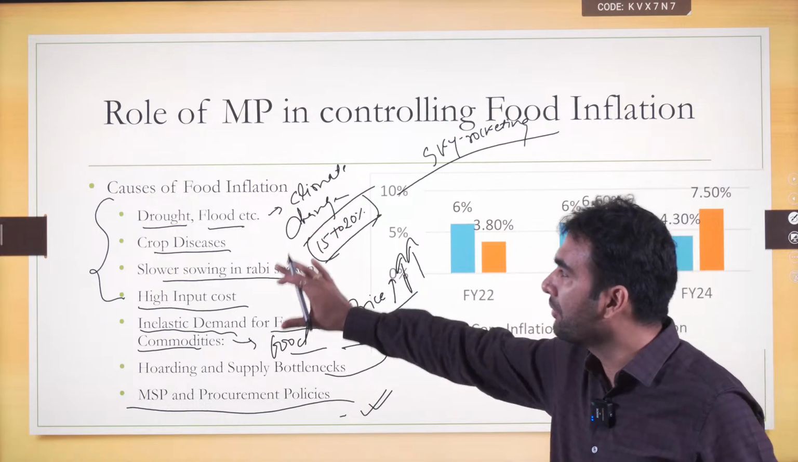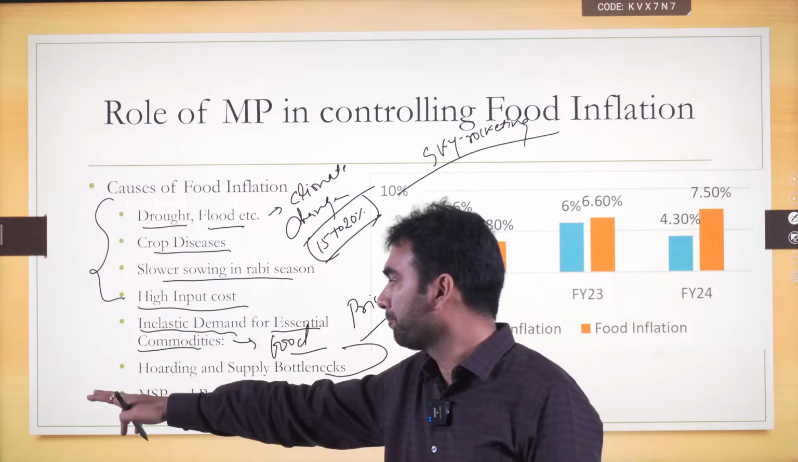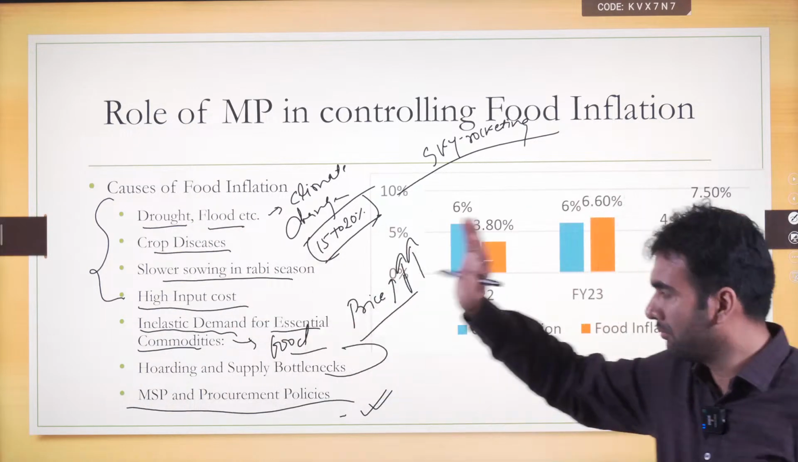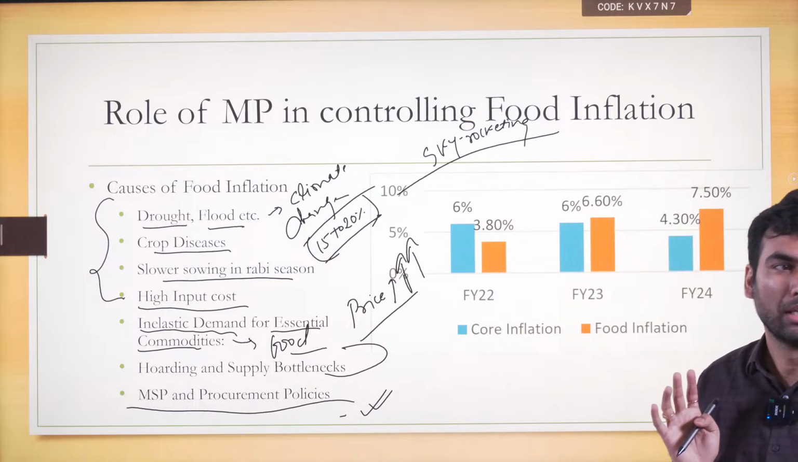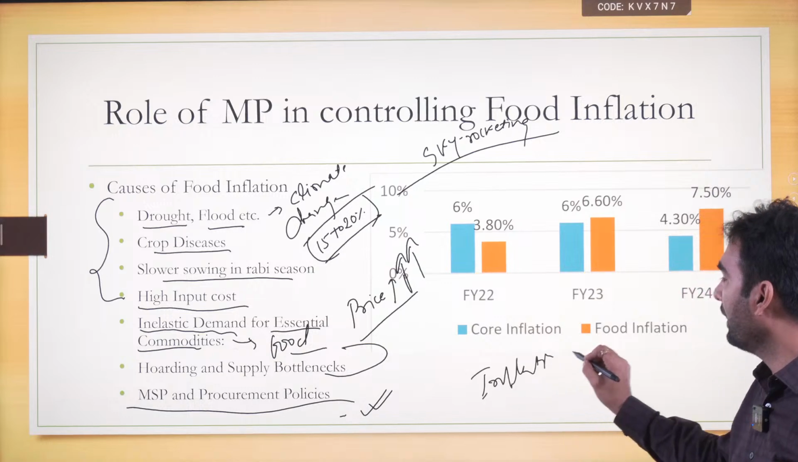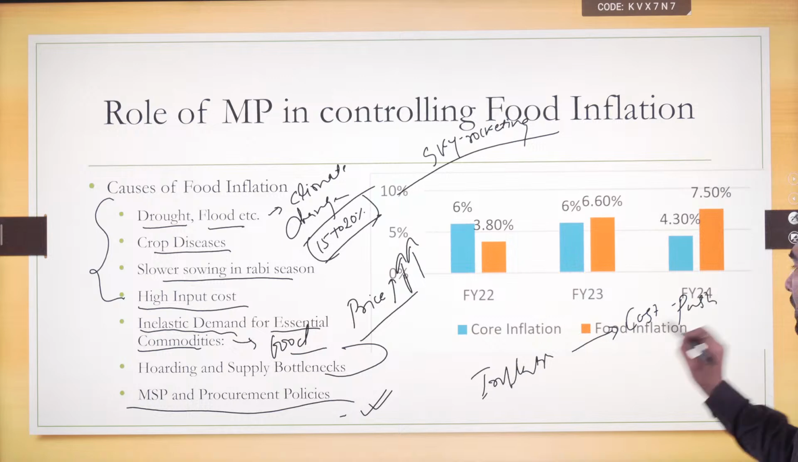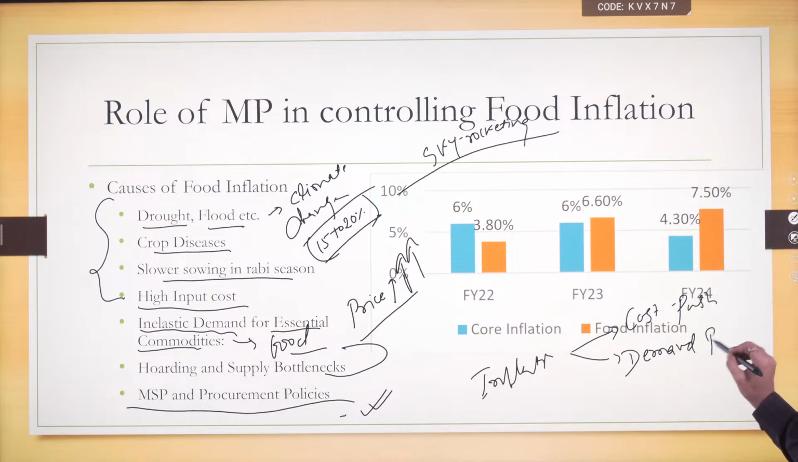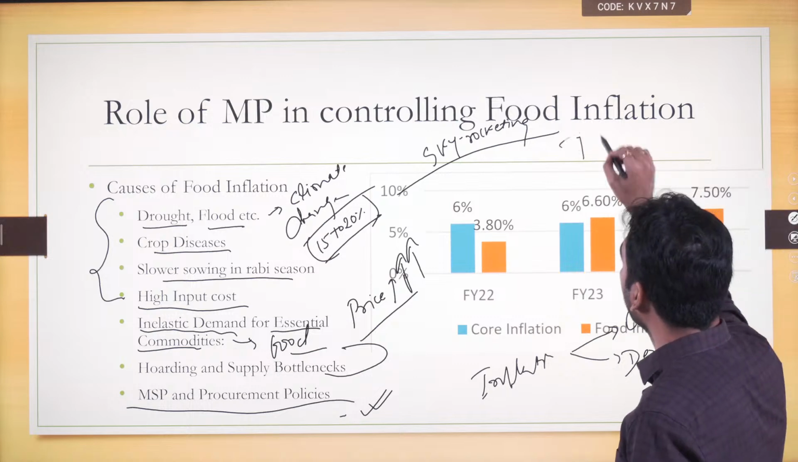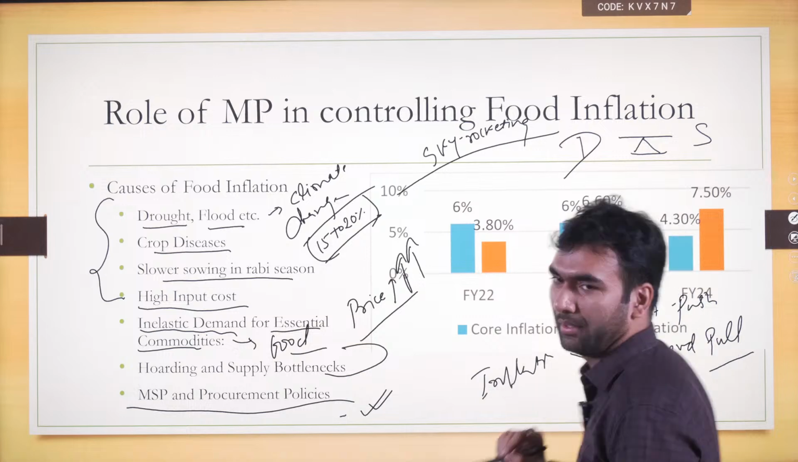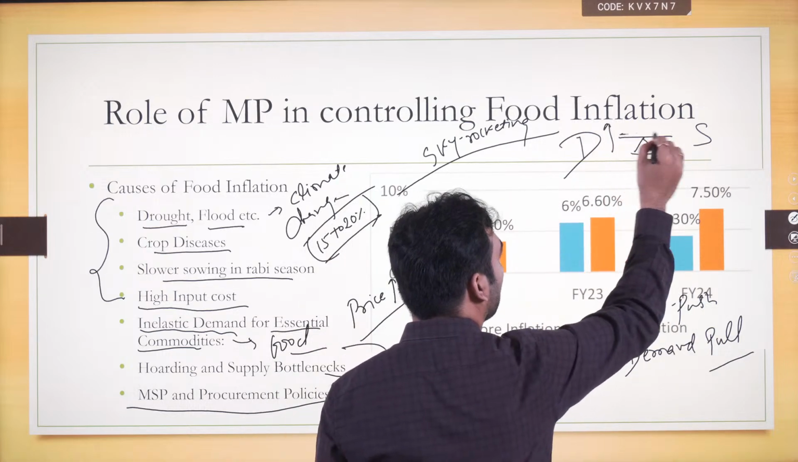Now here, after writing these factors of food inflation, you can always see that most of these factors, or rather all of these factors, are related to supply side. There are two causes of inflation. One is called cost push, another is called demand pull. Okay. So inflation is because the balance between demand and supply is disturbed. Now, this balance can be disturbed if there is more demand or if there is less supply.